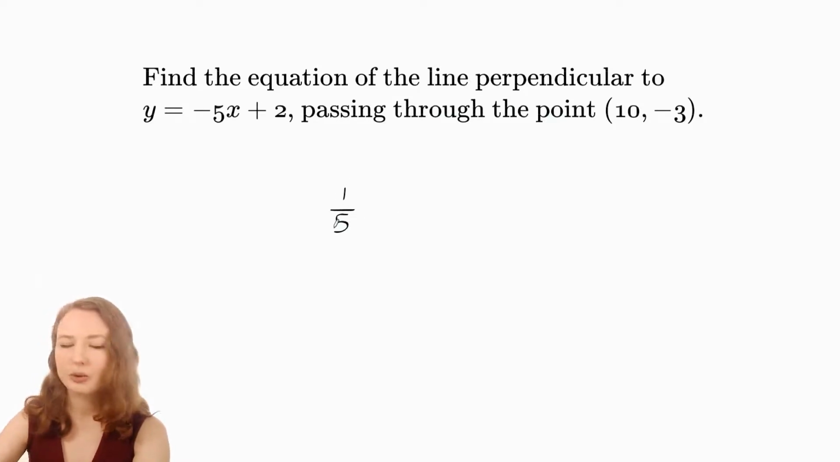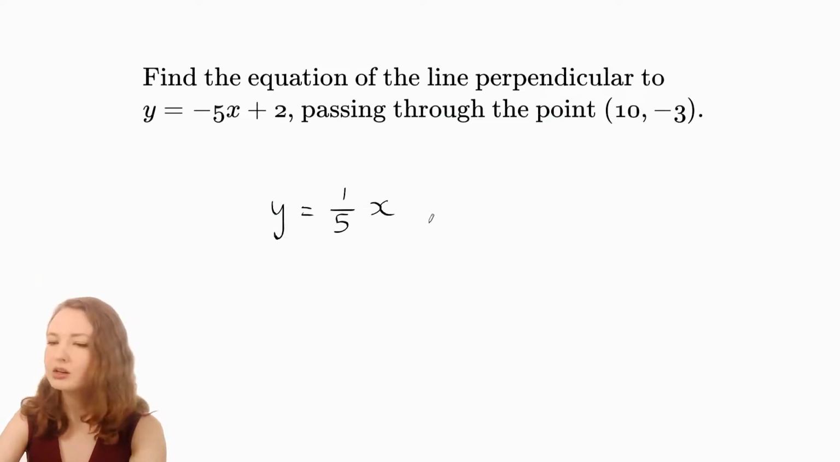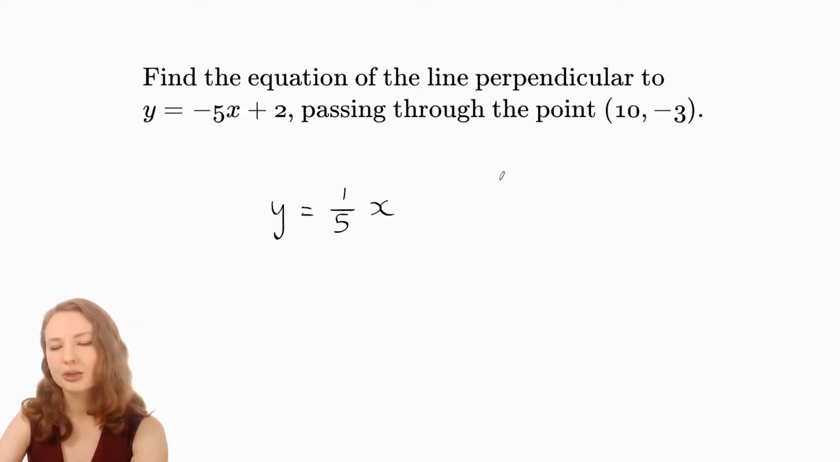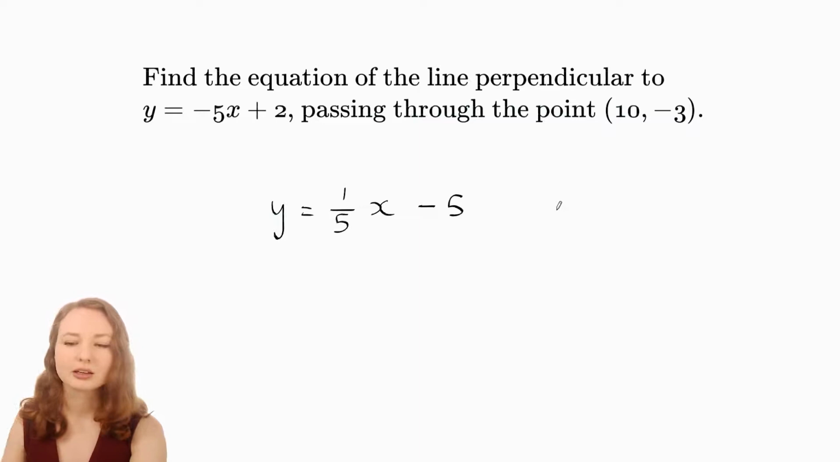And now we've got to work out the y-intercept. So I would do it by writing y equals 1 on 5x, and then trying to work out what y-intercept we need here. So I would do that by plugging in x equals 10, which would make this bit equal to 2, and then think, what do I have to add or subtract from that to make negative 3? And that would be subtracting 5, because 2 minus 5 makes negative 3. So that would be the answer.